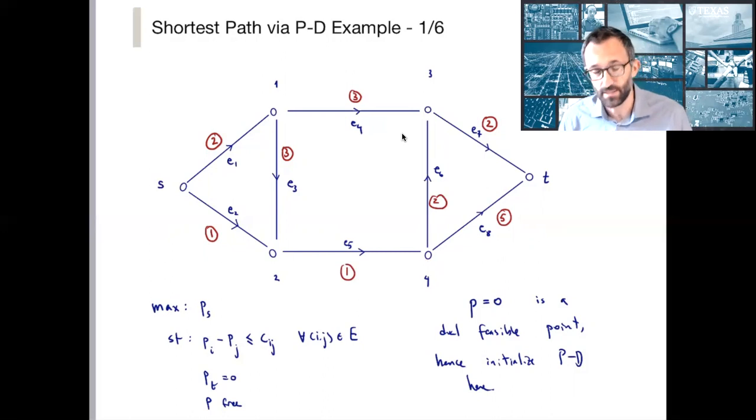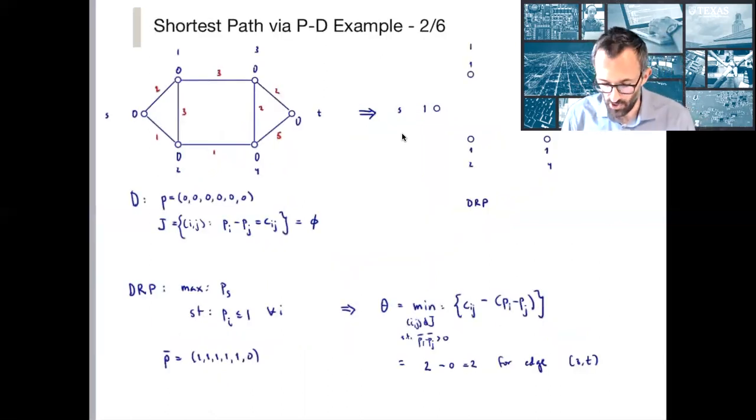And just like I suggested on the previous slide, if you look at the dual, we initialize the whole primal dual approach by just picking a feasible solution. Since the costs of the edges are non-negative, you don't get paid for choosing an edge in this case. P equals 0 is a dual feasible point. So let's initialize there. Okay, so let's see what happens.